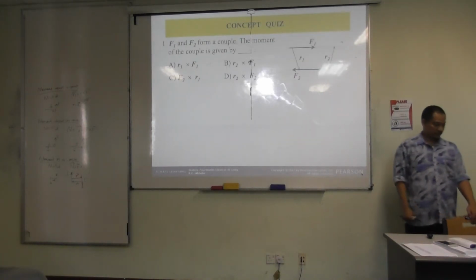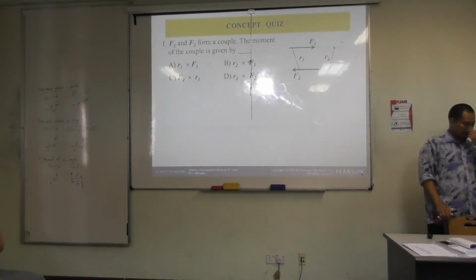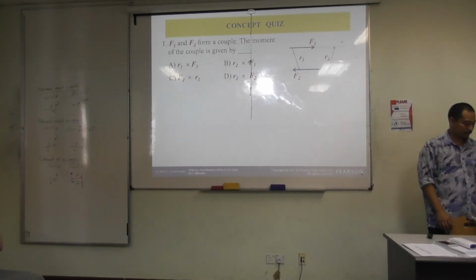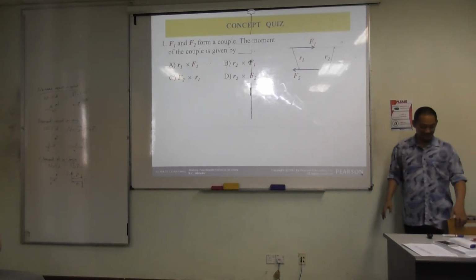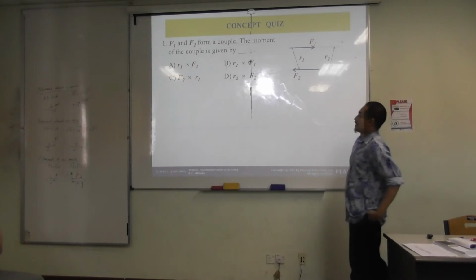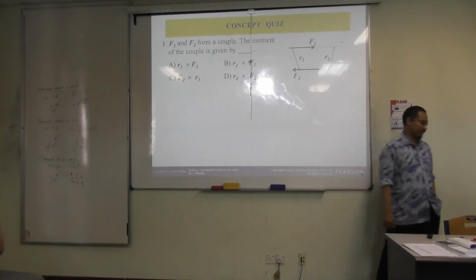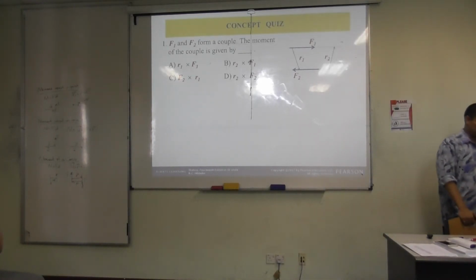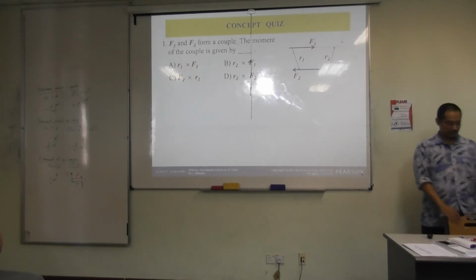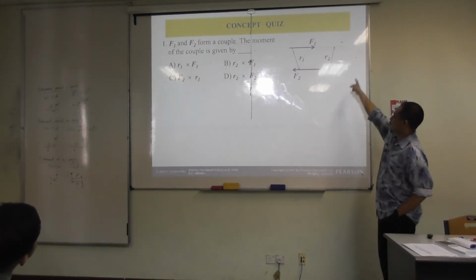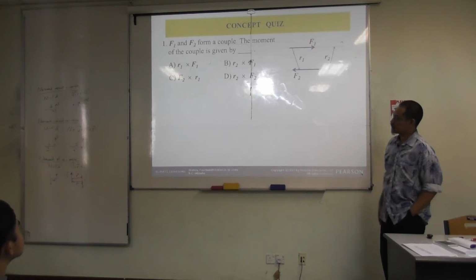Alright, concept quiz. F1 and F2 form a couple. The moment of the couple is given by which one? Which one will be correct, based on this diagram here?